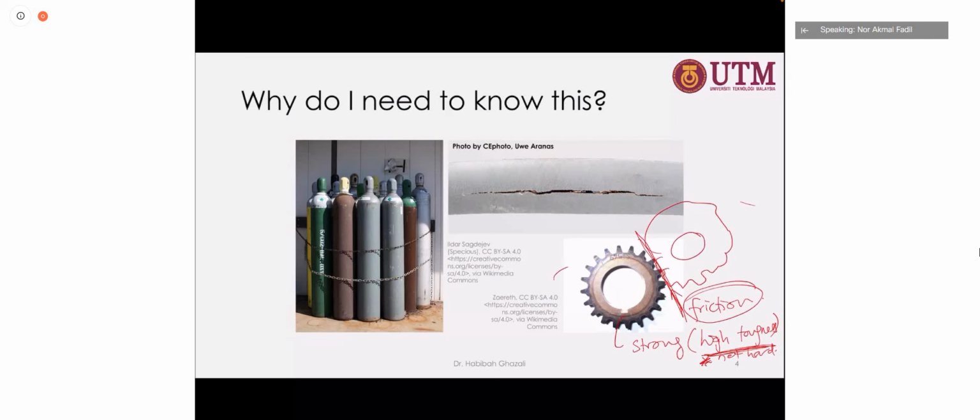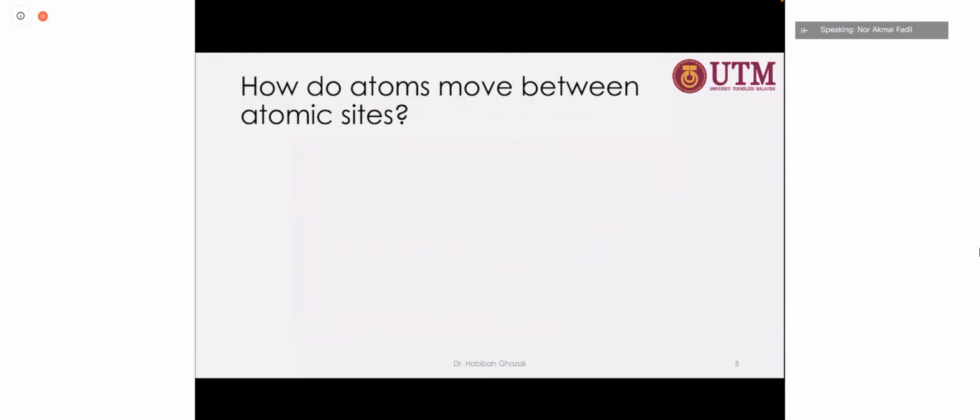So what we can do is diffuse carbon atoms into the surface of the gear. That is the concept of diffusion: how much carbon we can diffuse into this material. Maybe iron, maybe aluminum, it depends on the application. So diffusion theory can be applied for this kind of property improvement, or as a strengthening mechanism of the component. So how actually do the atoms move between atomic sites?